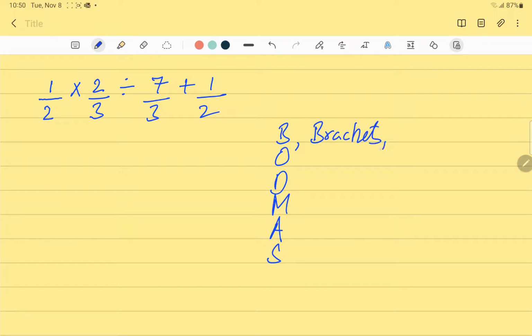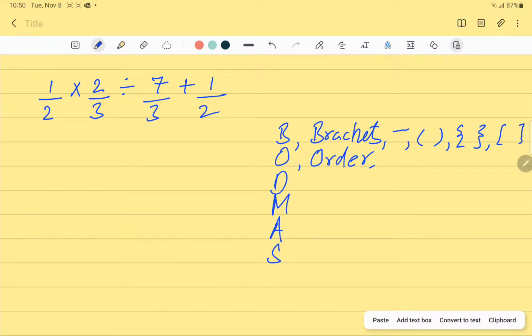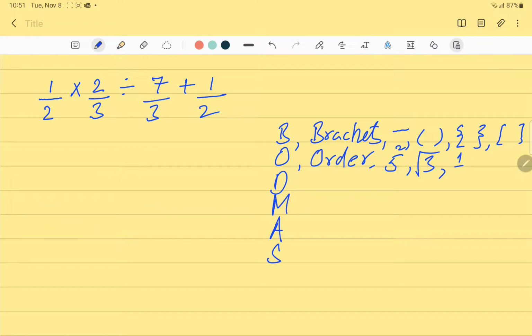brackets. We have 4 types of brackets: line bracket, small bracket, curly bracket, and square bracket. And we open them also in the same sequence. O stands for order. Order means some number raised to a power, like 5 square, square root of any number, etc. D stands for division, M for multiplication, A for addition, and S for subtraction.